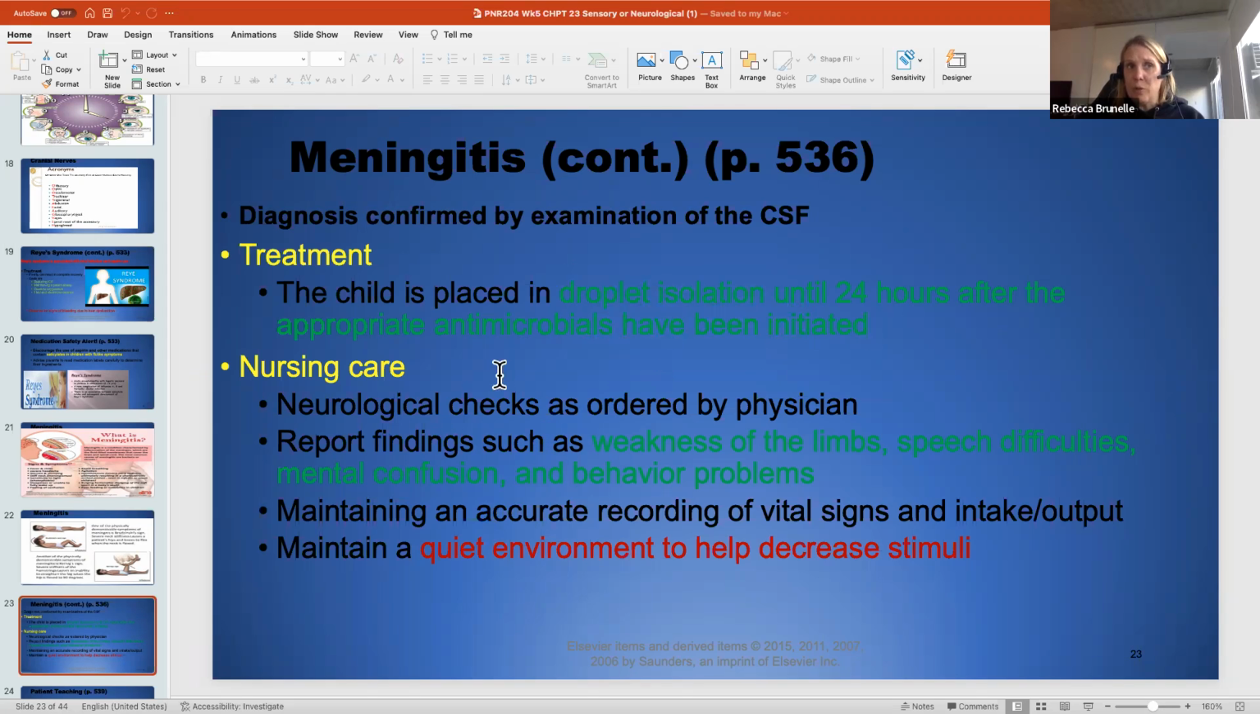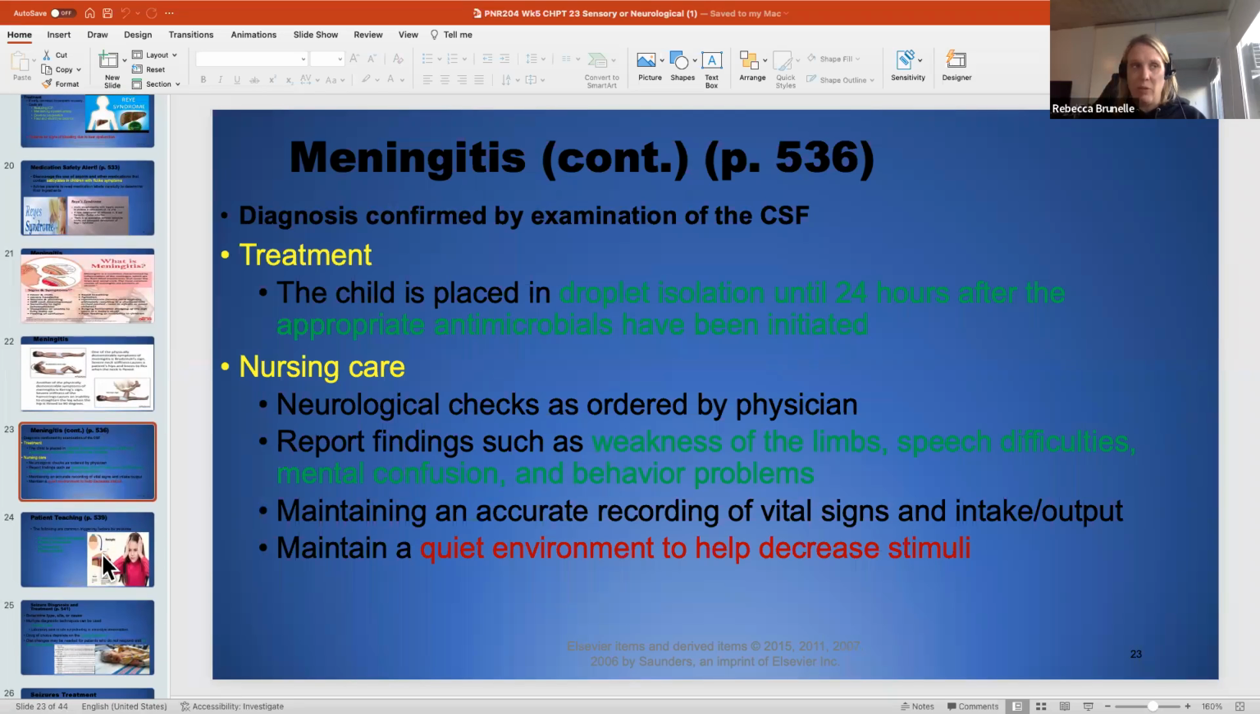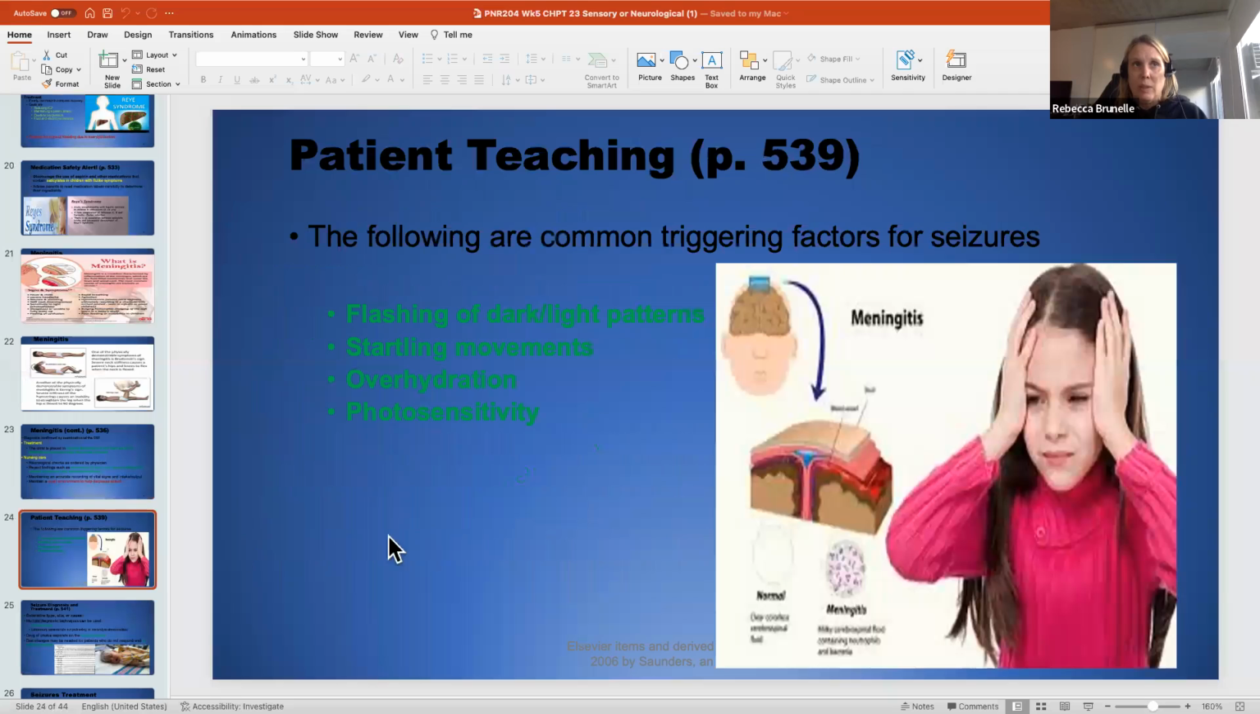And you're going to do frequent neurological checks. Like I said, they can have increased intracranial pressure, and you want to report any findings like weakness of the limbs, speech difficulties, any confusion, behavioral problems. You want to do a very accurate recording of vital signs and intake and output, and you want to have a nice quiet environment with not a lot of stimuli, because things like light can be very annoying to them.